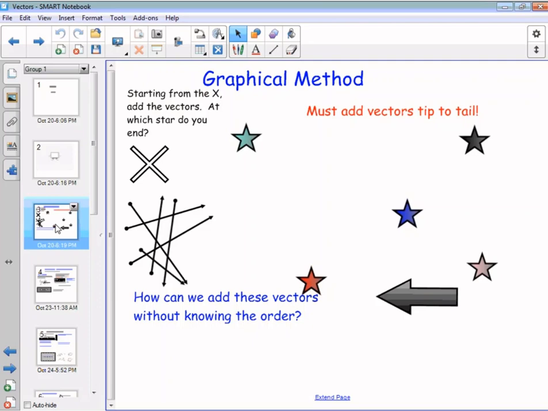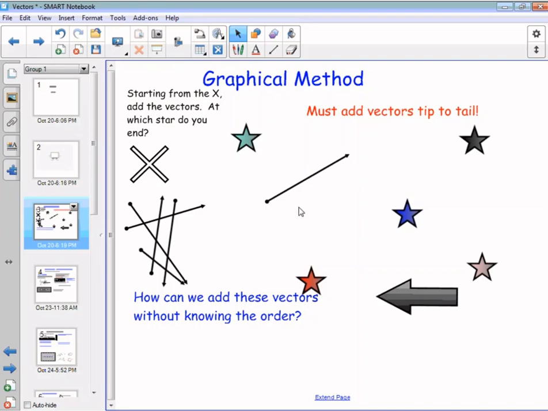Starting from the X, add the vectors. Which star are you going to end up at? Notice in red it says, must add vectors tip to tail. For recording purposes, let me go back over here. This guy right here is the tip, and this is the tail, yes? Okay? I heard two people respond yes.